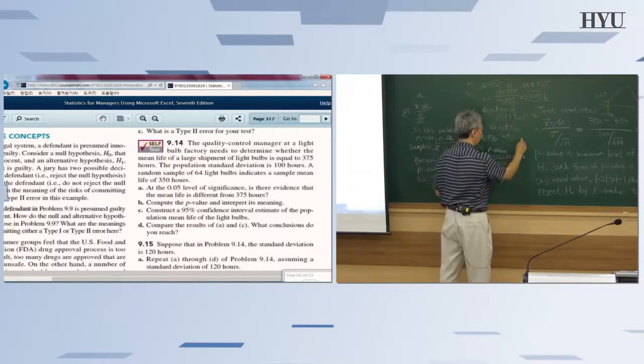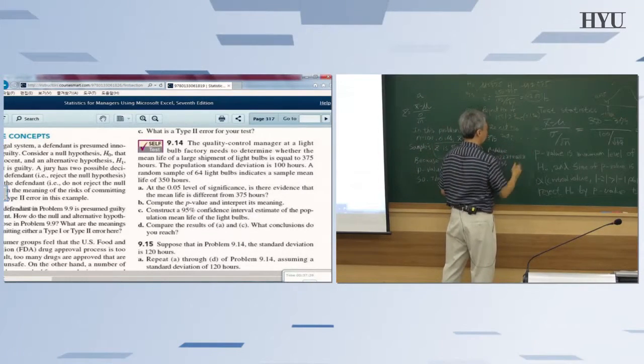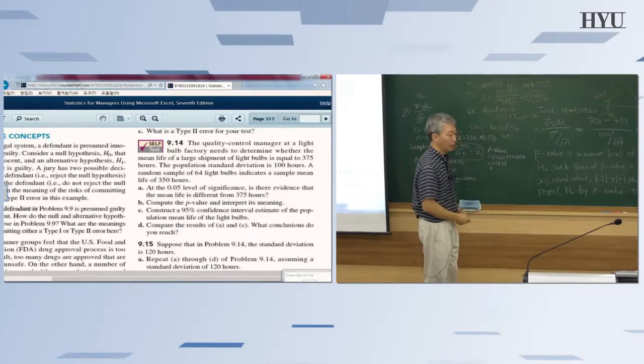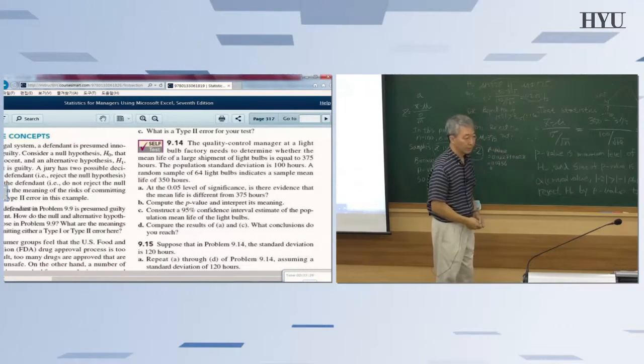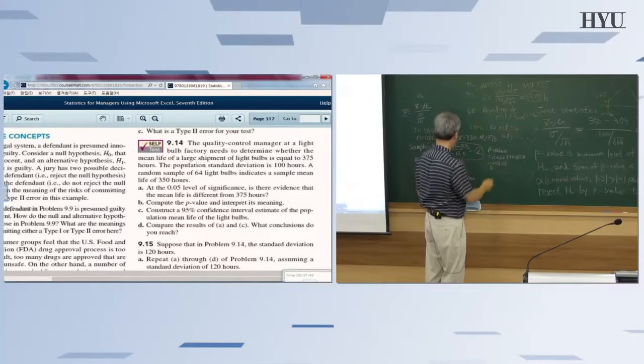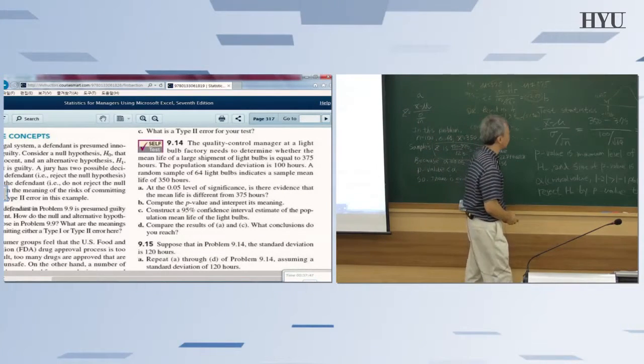You can write it out. We have sufficient evidence to conclude that the mean life of the light bulb is different from 375. Something like that. So that should be the answer to A.